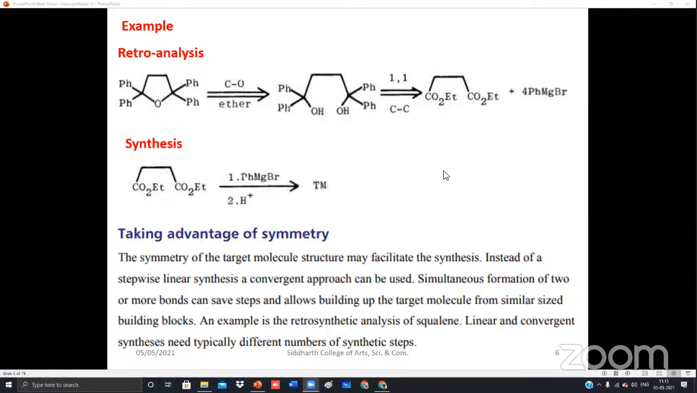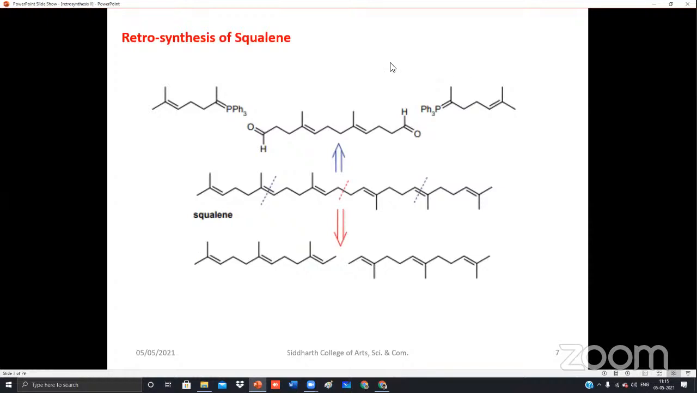Move on to the next. Look at here. This is a huge molecule. When we look at these molecules, we get scared. Oh, how to synthesize such a big molecule?